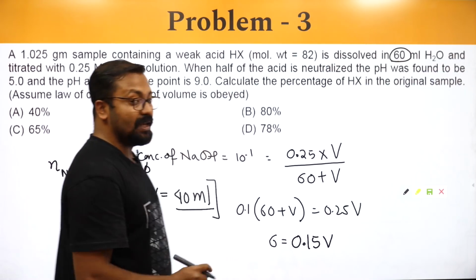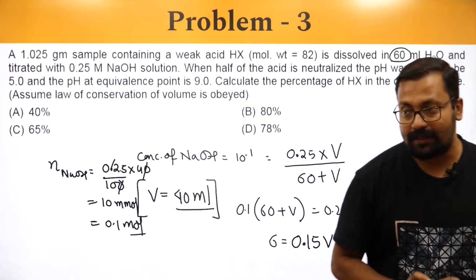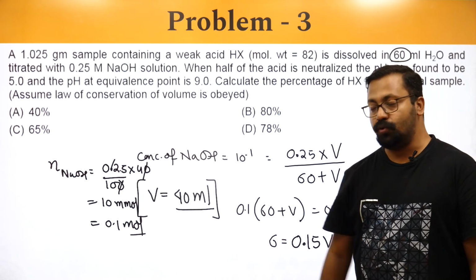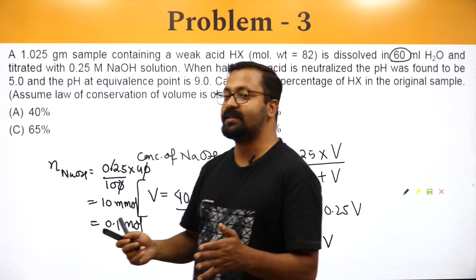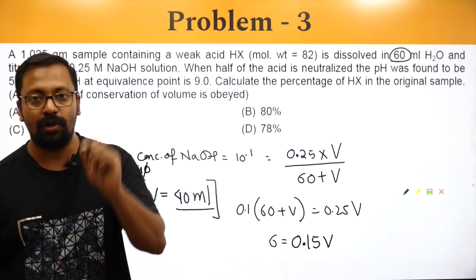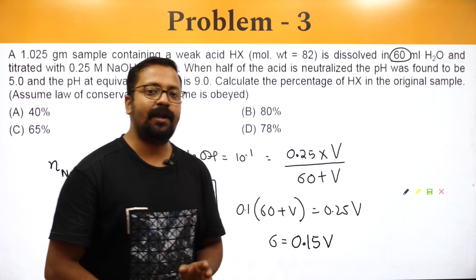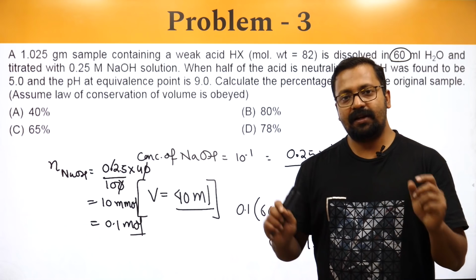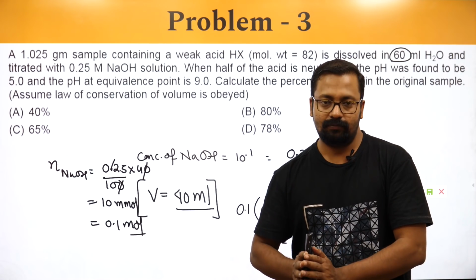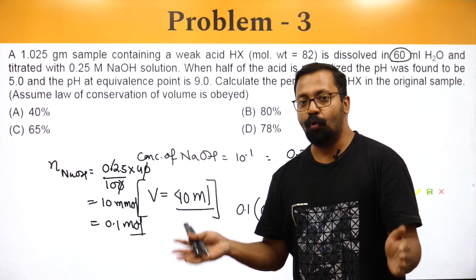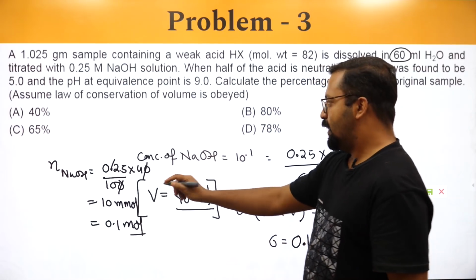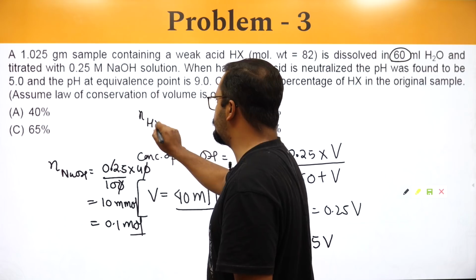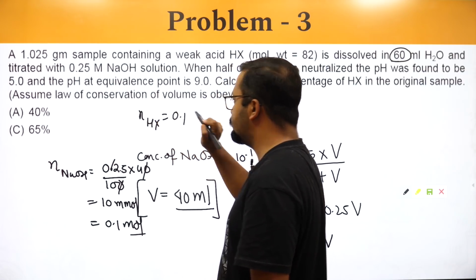If I am using 0.1 mole of NaOH, then 0.1 mole of acid should also be used. Always remember, molarities may be different, but moles have to be equal for complete neutralization. A lot of people make a mistake over here. They consider that the molarities have to be equal. No, the moles have to be equal. So the number of moles of NaOH is 0.1. The number of moles of HX should also be 0.1.